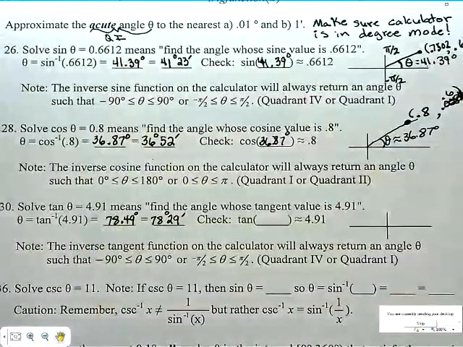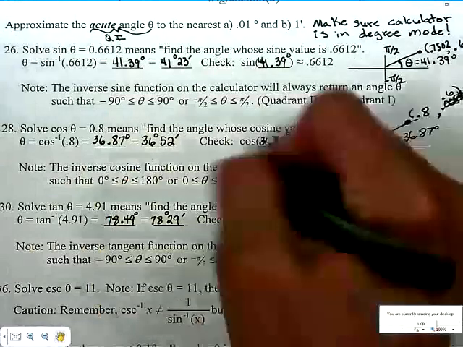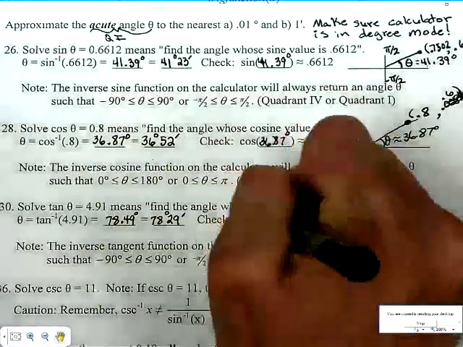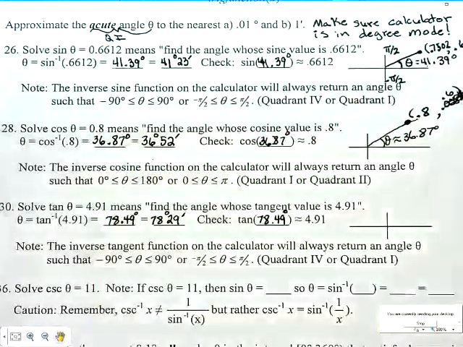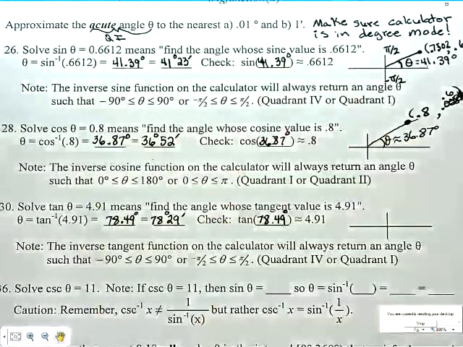So to check that, you could find the tangent of 78 degrees, 29 minutes. And it better be darn close to 4.91.